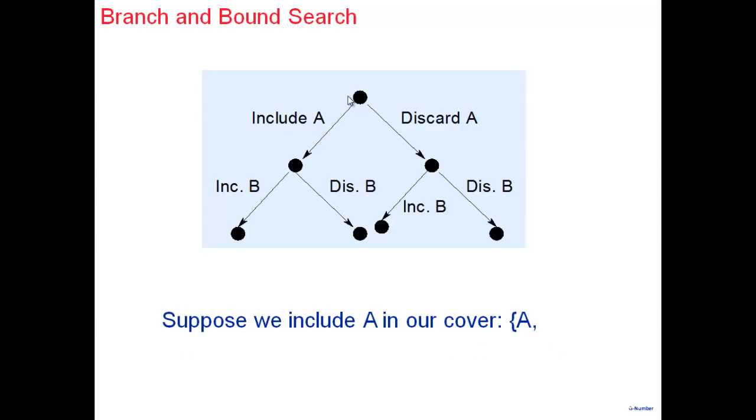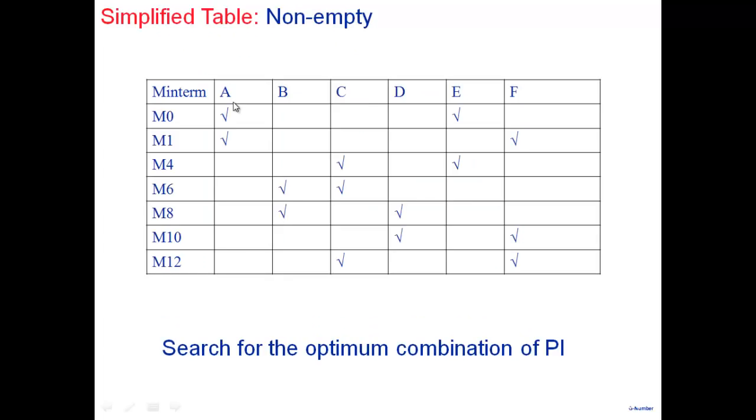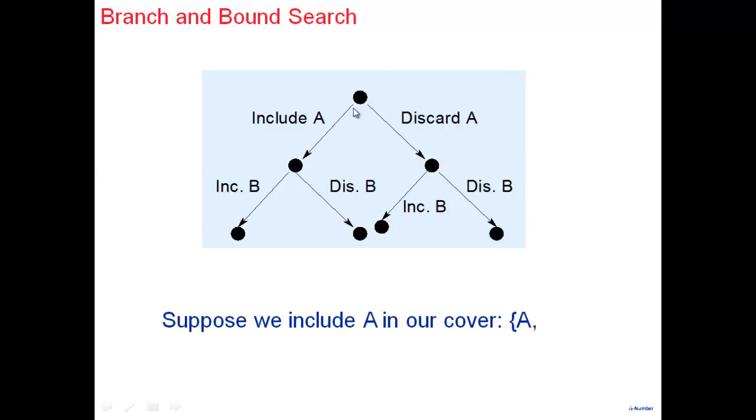We search our table. We say, you see, we start from here. What are the options that I have? Either in my final solution, A will be there or A will not be there. Similarly, B will be there or B will not be there. C will be there or C will not be there. So I have to sort of search, right? My options are include A or discard A.